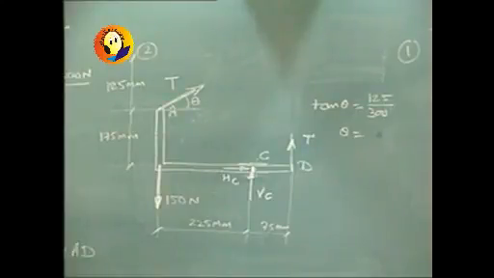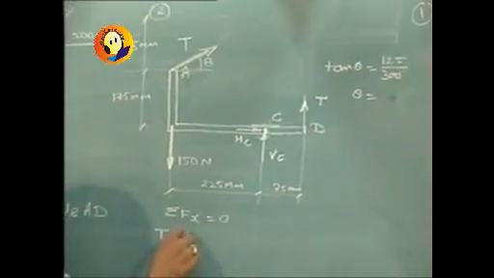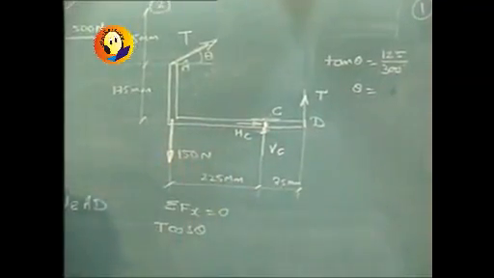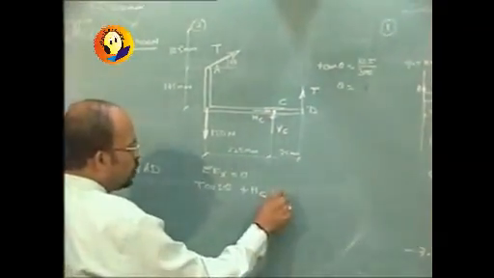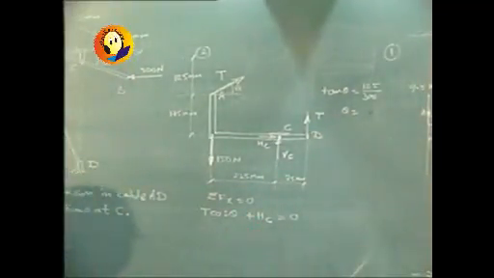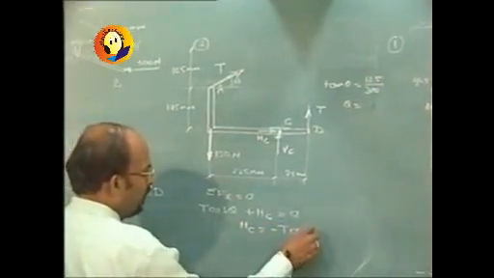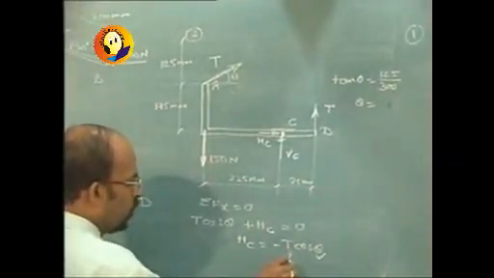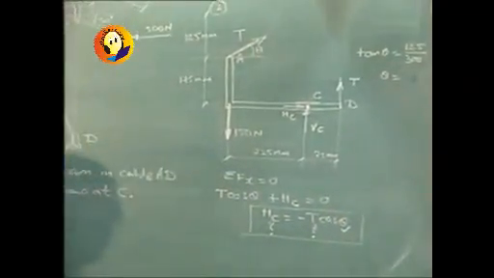Now we will go for our standard equilibrium equations. Sigma Fx is equal to 0. We will go one by one. This tension will produce a horizontal force, which is T cos theta towards right, so positive, plus Hc, another horizontal force, and there is no other horizontal force. So there are in all two unknowns which are coming into picture. So Hc comes out to be minus T cos theta. Of course theta is known, but T is not known. Of course Hc is also not known, but one equation is obtained.